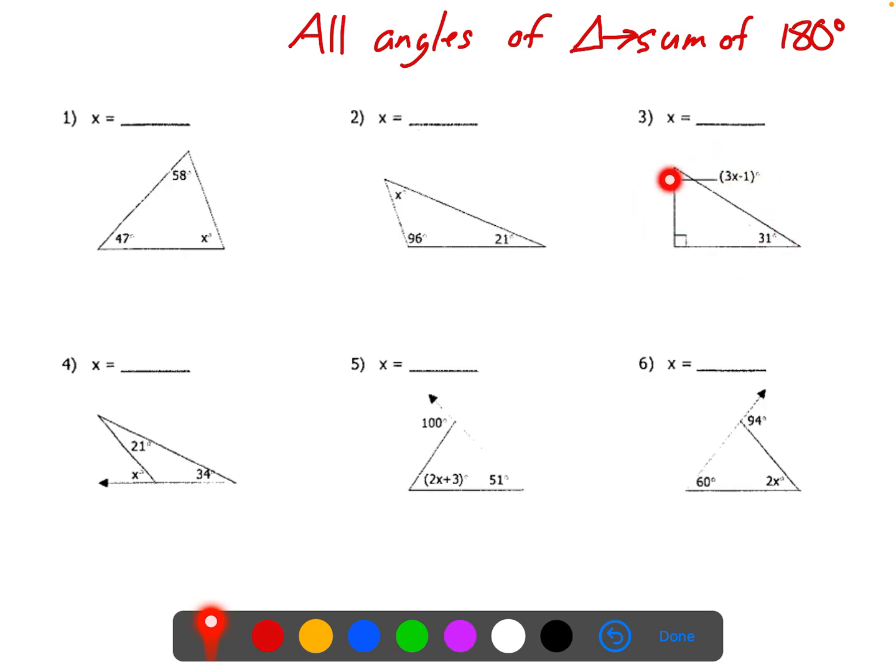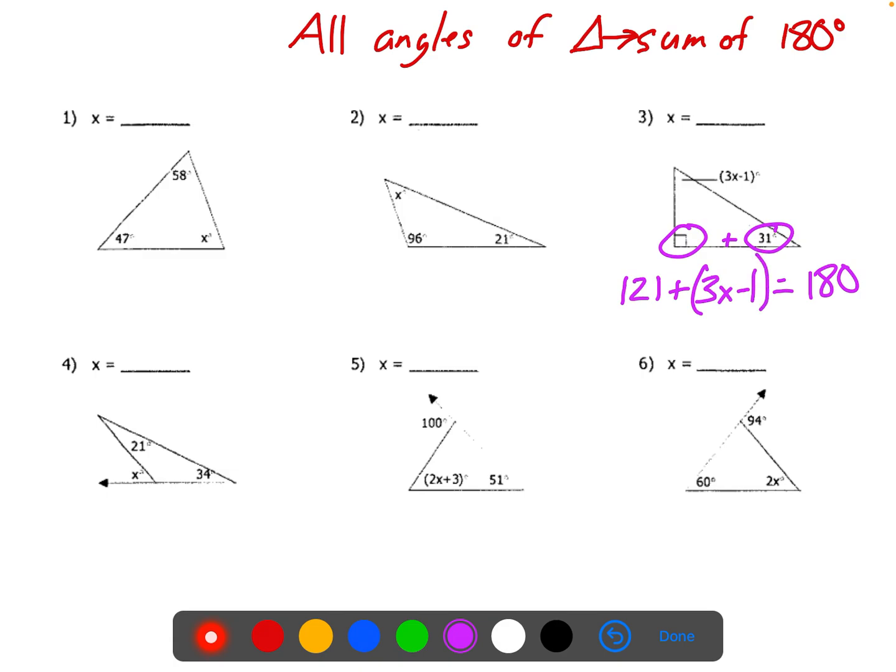So we know it's a triangle. We know that all three angles are going to add up to 180 degrees. We have an angle that's 31, and we have a right angle here of 90. So I'm going to just start by combining those. I'm going to add them together. 90 plus 31 would give me 121, plus, and now in parentheses here we have our third angle, 3x minus 1.